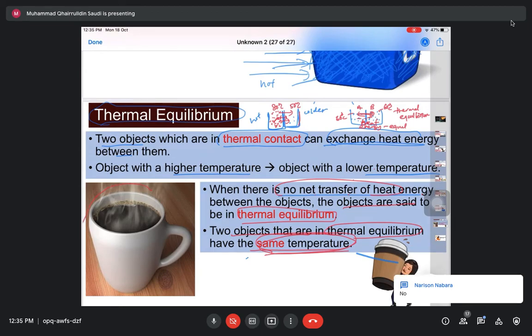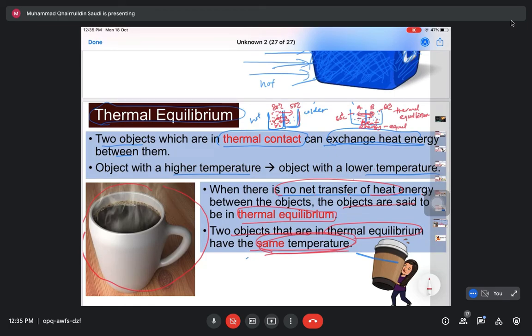Take a look at this picture. There are hot coffee inside a cup. When will they achieve thermal equilibrium? Bila yang berlakunya thermal equilibrium? Apabila thermal equilibrium berlaku, what will happen?